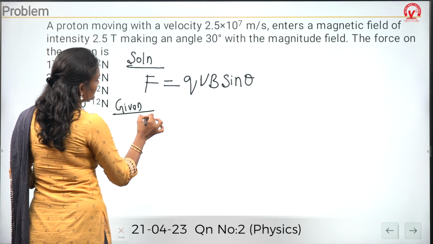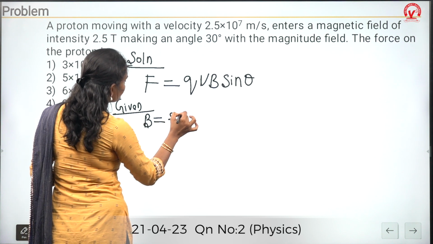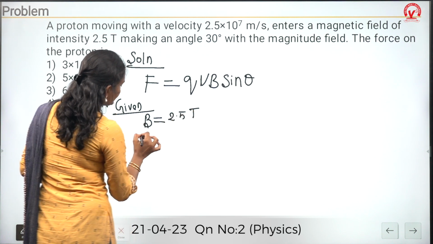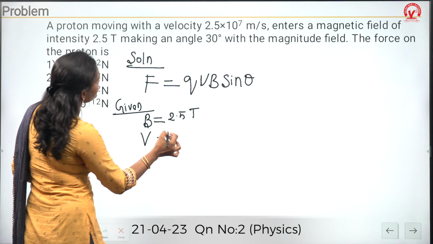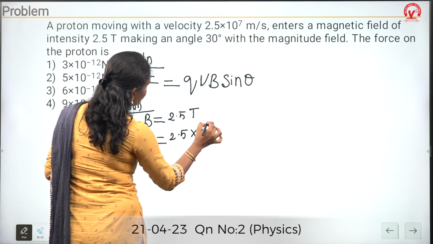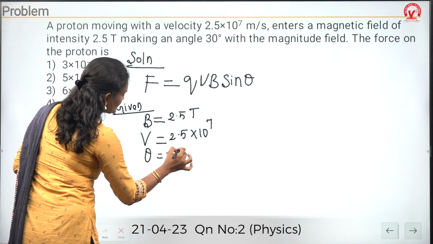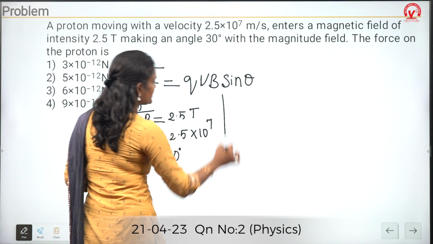Given magnetic field intensity B is equal to 2.5 Tesla, and velocity of the proton V they have given 2.5 into 10 power 7, and theta value is 30 degrees. Now you substitute in this equation.